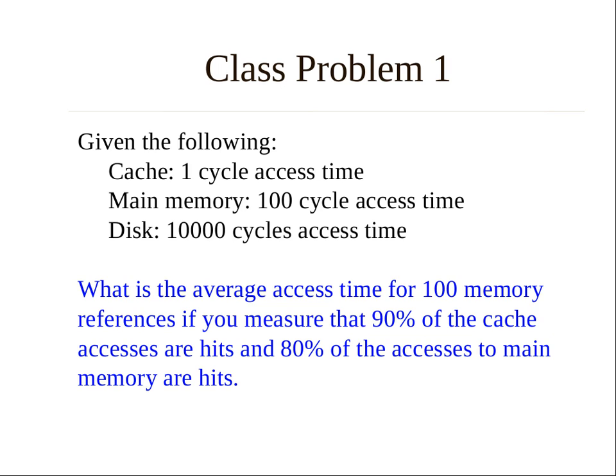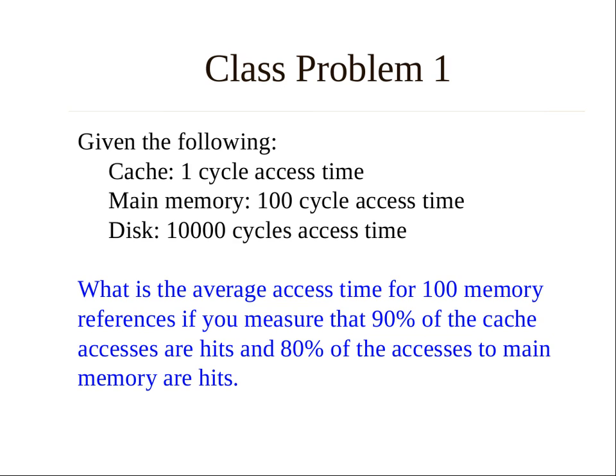90% of accesses are hits, and 80% of accesses to main memory are hits. So what are we doing here? What's left over if you take 90%? 10%. So then what's 80% of 10%? 80% of 10% is going to be 0.08, AKA 8%. And how long does that one take? That's going to be 100.